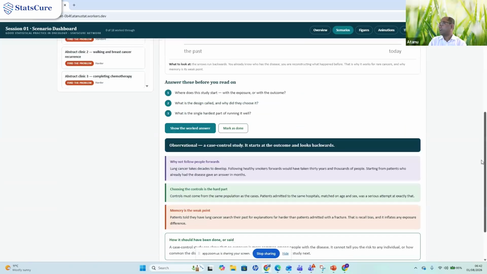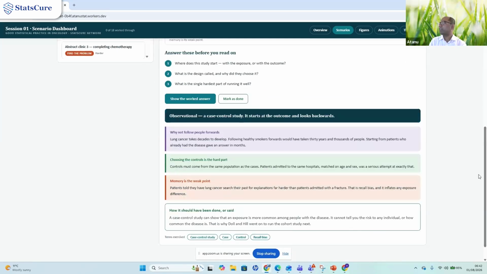Yes, as you say correctly, it's an observational case control study. It starts with the outcome and looks backward. Absolutely correct. We choose controls, and the hardest part is the weak point of memory. A patient told they have lung cancer searches the past for an explanation harder than a patient admitted with a fracture. This is called recall bias, and it inflates any exposure difference.